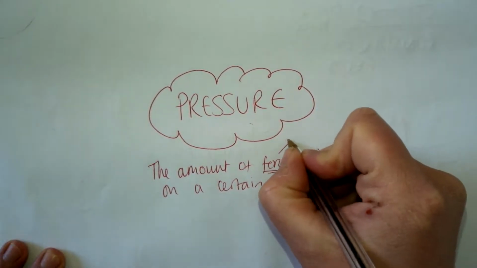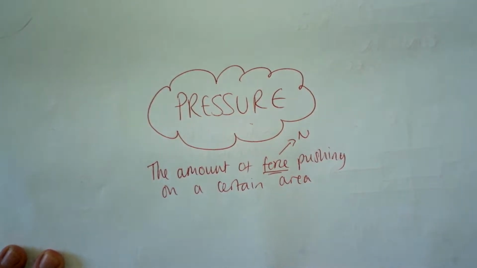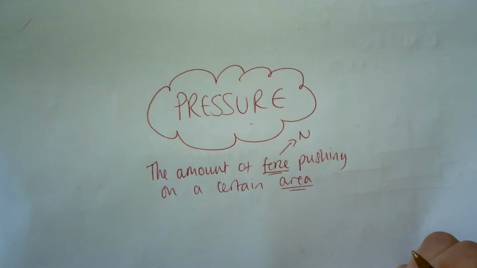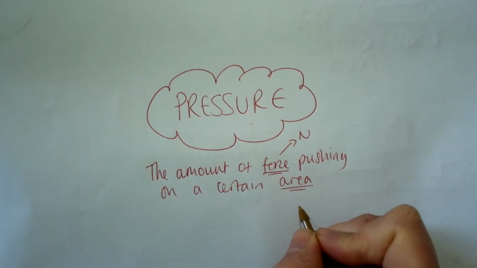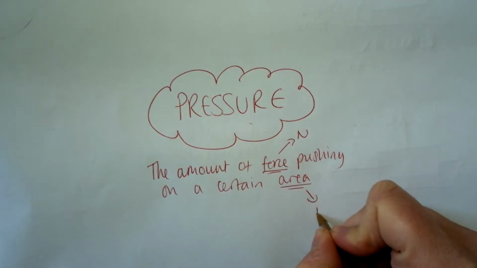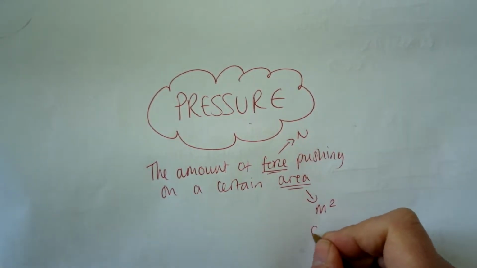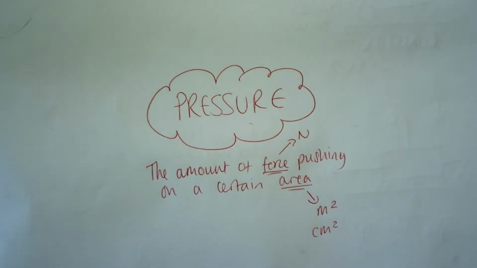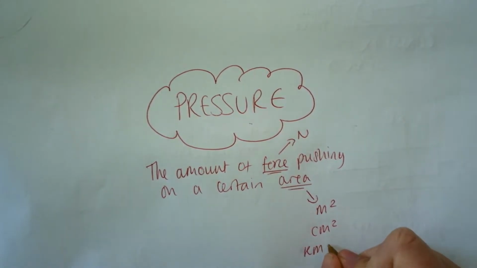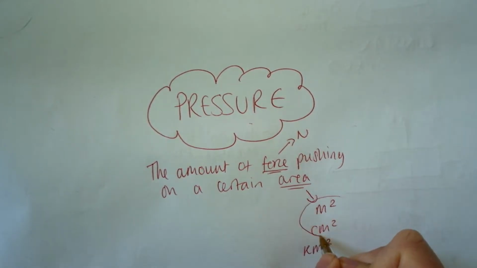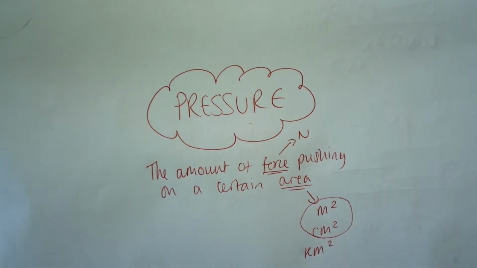Force, which we know is always going to be measured in newtons, and area, which we can measure in various units. Really, we tend to use meters squared, but actually for some things we might use something like centimeters squared, or even if we're looking at a big area like in a country or something, then we might use kilometers squared. Okay, so generally we're going to be using probably those two when we're talking about pressure.